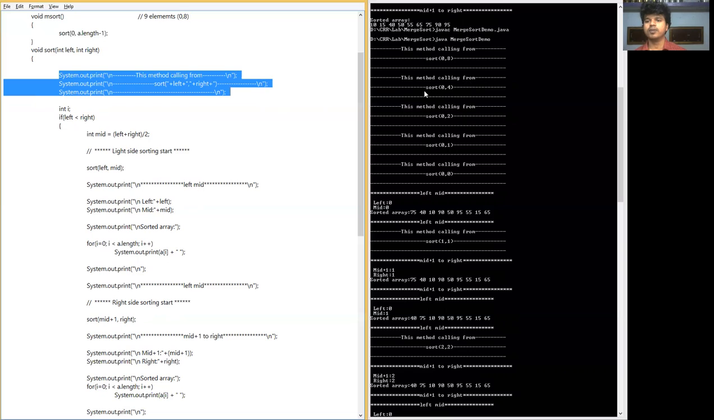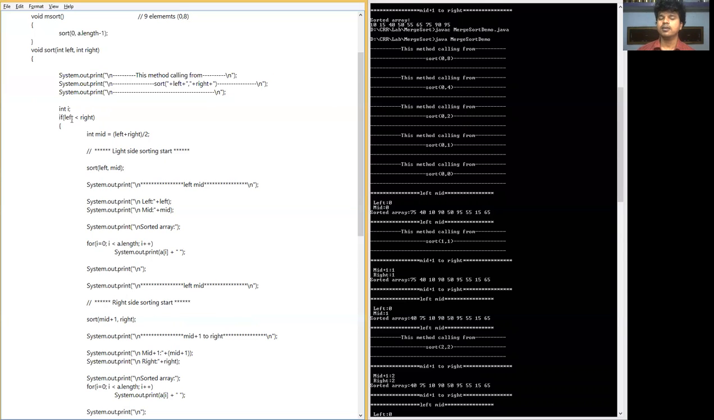This method is calling sort 0, 4 because mid is 4, so mid is allocated to the right, and left is 0, allocated to the left. Left 0, right 4. So this method calls sort of left 0 and right 4. In this way, again come here. Is 0 less than 4? Yes, 0 less than 4.